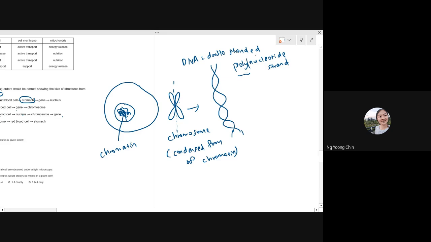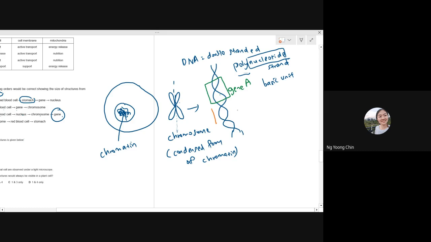Nucleotide is the basic unit to form a DNA. So this is a polynucleotide strand. And then where is the gene? Gene in Chinese is called 基因. So where is 基因? 基因 is somewhere here. This is part of a gene. This maybe is gene A, and this maybe is another gene, and this is maybe another gene.